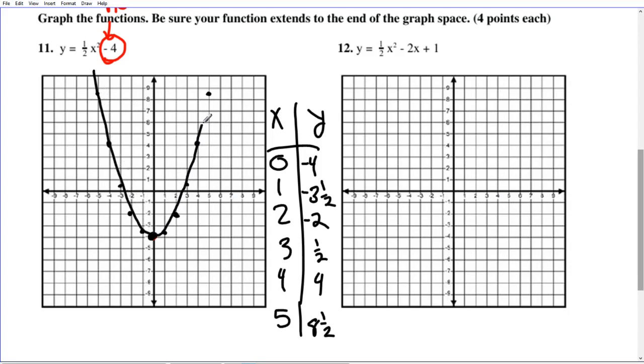And up the other side. Take your time. Please show your work for this. Please have your graph go the whole way to the edge. Make your dots good, all the dots to the end.